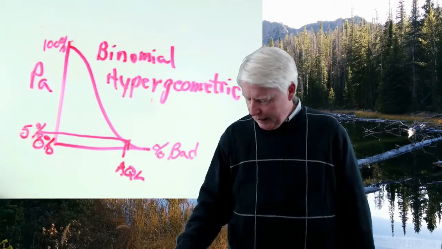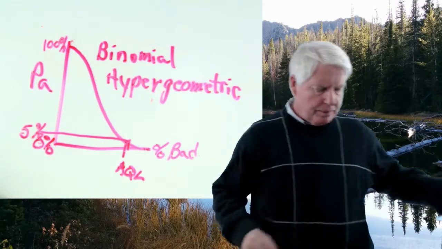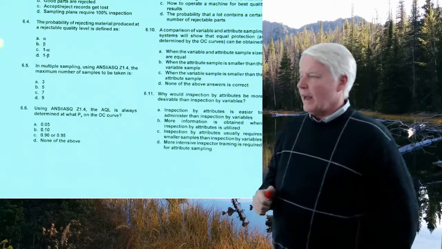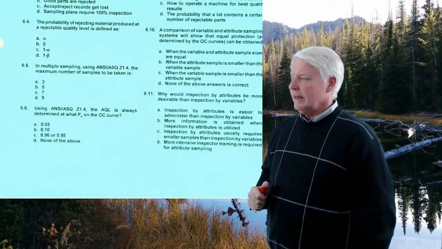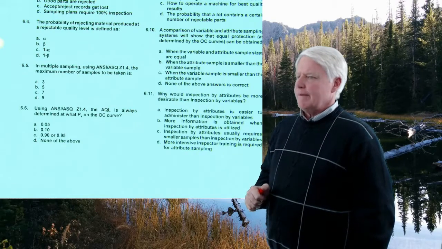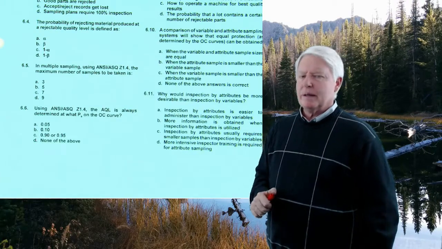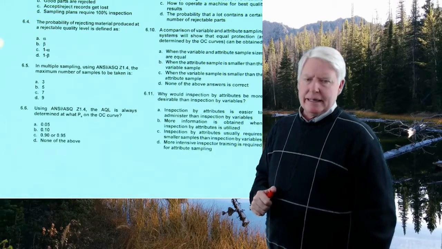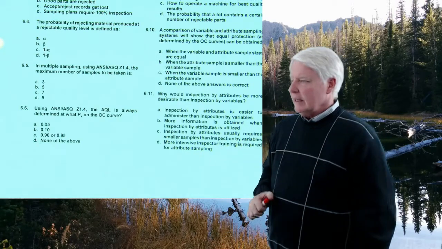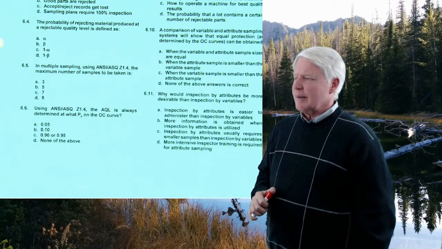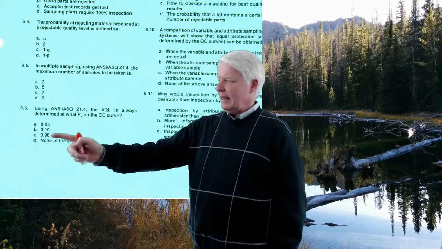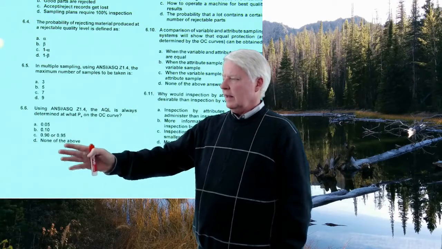Now, I'm going to go back here and read this. I'll put it back, and if I need to, I'll refer back to that chart. So using ANSI ASQ Z1.4, the AQL is always determined at what PA, probability of acceptance, on the OC curve. Okay, first of all, there isn't a constant probability of acceptance. It changes depending upon, for example, the risk level. Do you want level 1, level 2, level 3, etc.? So that probability of acceptance is going to change with the plan. So to give any constant number here is not right.